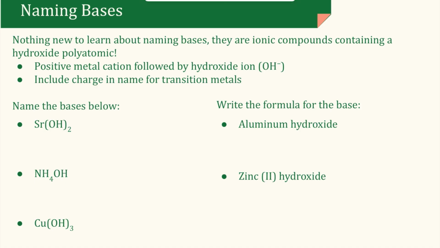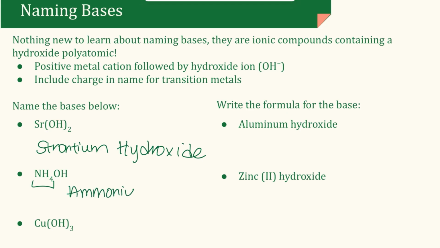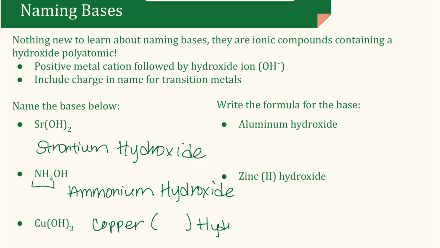So if we are naming the bases below, Sr(OH)2, well, Sr is strontium, but that is in group 2, so we always know the charge is 2. So this would just be strontium hydroxide. NH4OH. NH4, remember, is our ammonium polyatomic, and so we would say ammonium hydroxide as a base. Cu(OH)3. Well, Cu is copper, but copper is a transition metal, so we need to say what the charge is. So we've got copper hydroxide.